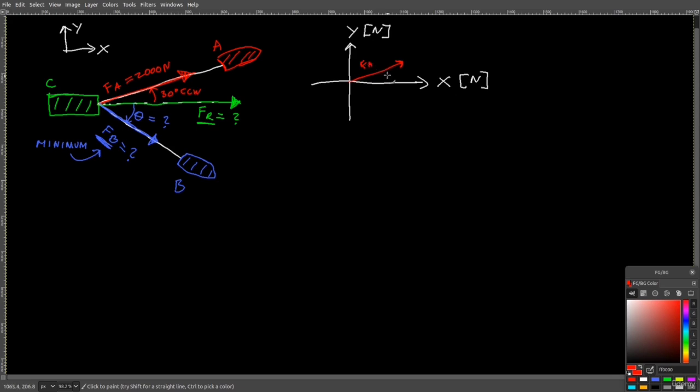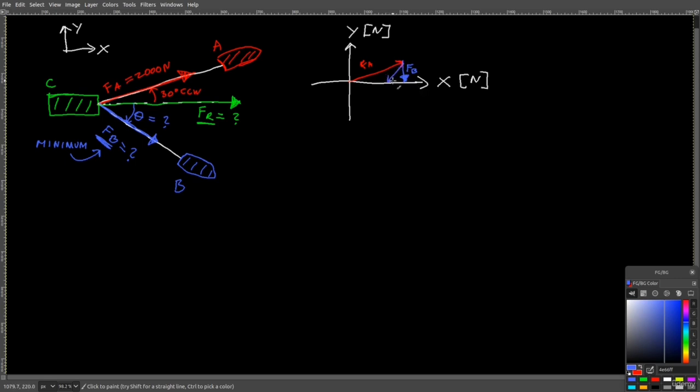So this is FA, and now using the triangle rule you can get your FR by adding FB to FA in multiple ways. I can do it like this. This could be my FB, or this could be my FB, or this could be my FB. In all these cases, I will get a resultant vector FR that is along the positive x-axis. But when is FB minimum? Well, you can see that it's minimum when it's vertical, when FB is like this.